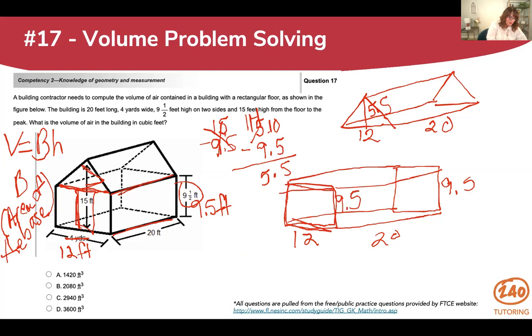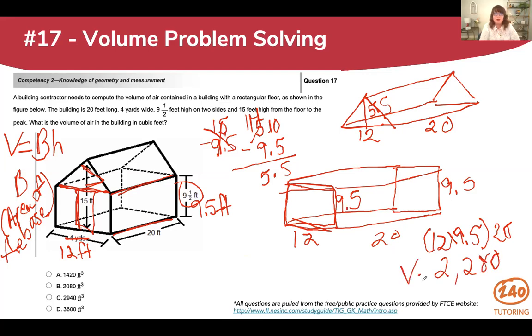12 times 9.5 gives me 114. And then I'm going to multiply it by my height of 20. So times 20. So basically I did area of the base, 12 times 9.5, times the height, which is 20. And I just put that all in the calculator. And it's not wanting to cooperate with me. Times 20. And I get 2,280. Okay, so there is the volume of my rectangular prism.